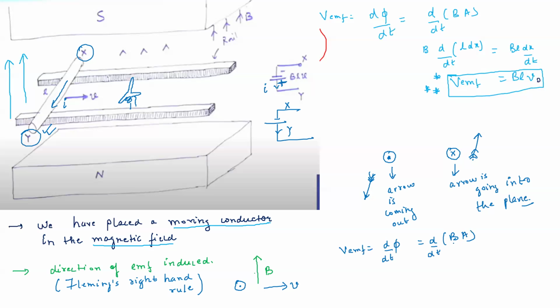Now, what is the area? Let us say this is L, so we have to find the area swept by this conductor with the movement. Let us say it is moving in this direction by dx distance. So what will be this area? This area will be like this. Let me use some other color.